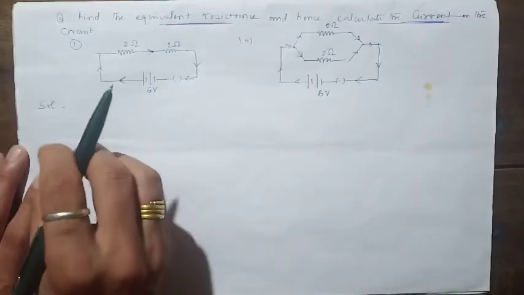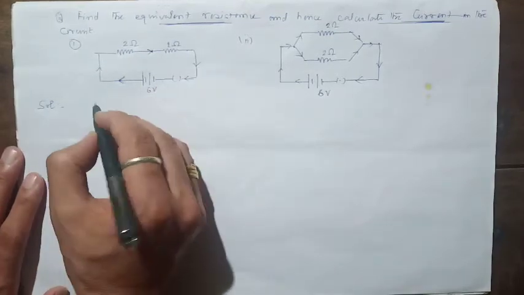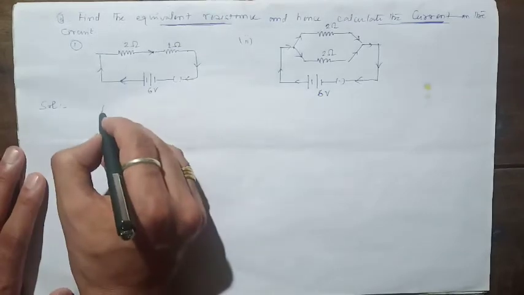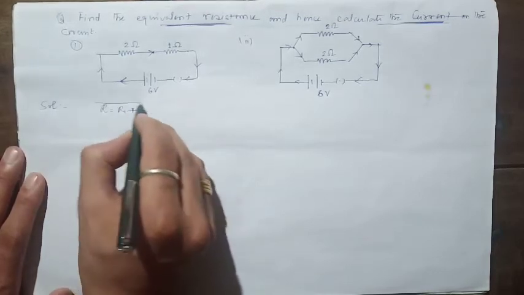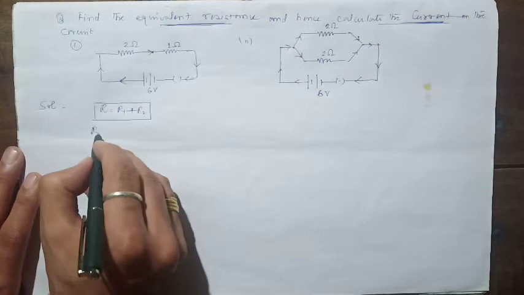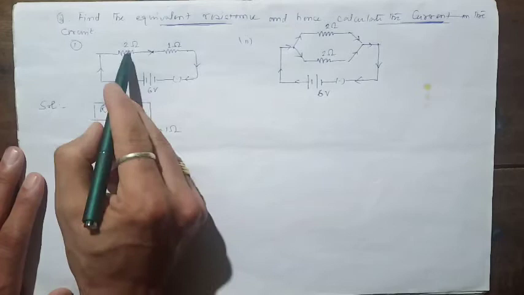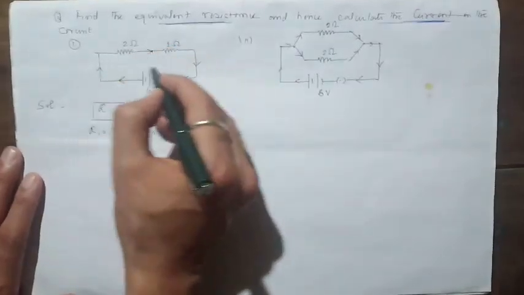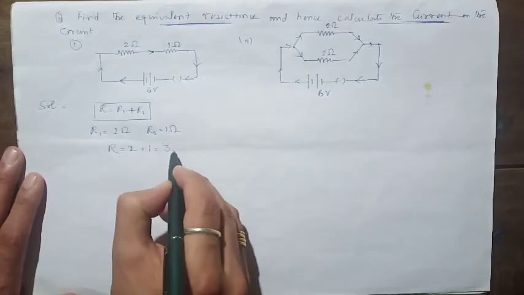Now, students, once we identify the resistors are connected in series or parallel, the next task is to calculate the equivalent resistance. Because these two resistors are connected in series, and you know how to calculate the net resistance in series, we have a formula: R is equal to R1 plus R2. This is the formula to calculate the net resistance. Students, let's take R1 is equal to 2 ohms and R2 is equal to 1 ohm. Now the net resistance of these two resistances is R is equal to R1 plus R2. That's how much? 3 ohms.